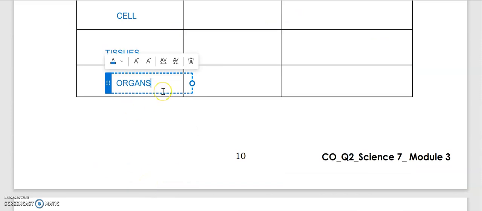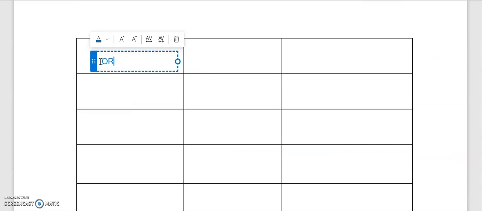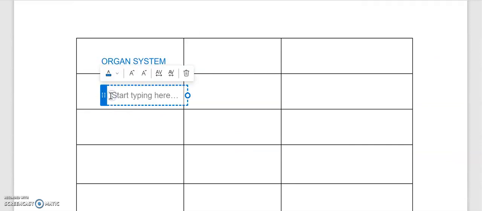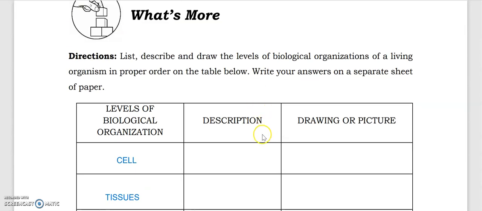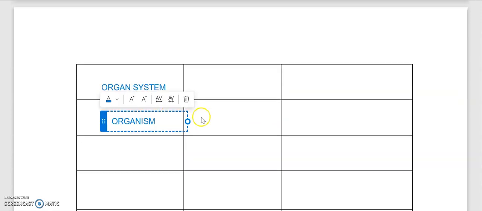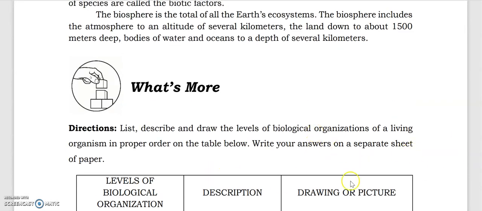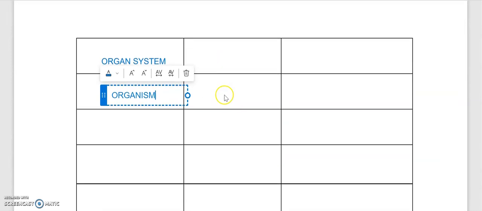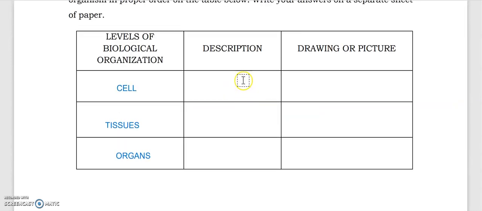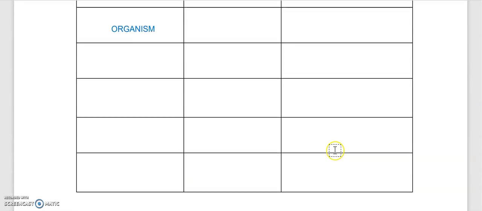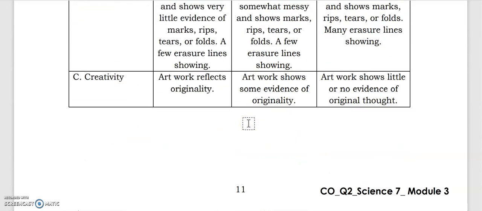Okay, let's just have organs. Then after the organs, organ system. Then after the organ system, we have the organism. You may select what organism you want. So it says here, levels of biological organization of a living organism. So it will stop here at organism, because it says living organism. Okay? So all you have to do is search on the description of each, then draw a picture. Just a very easy task.